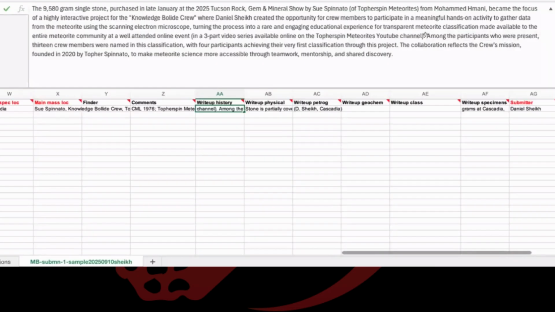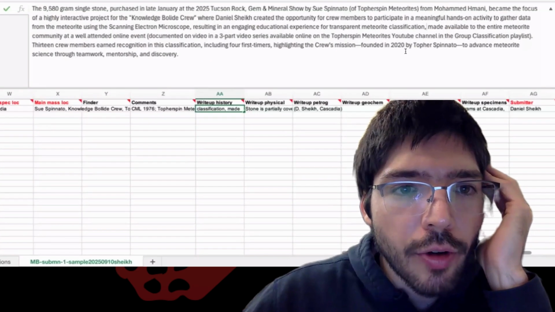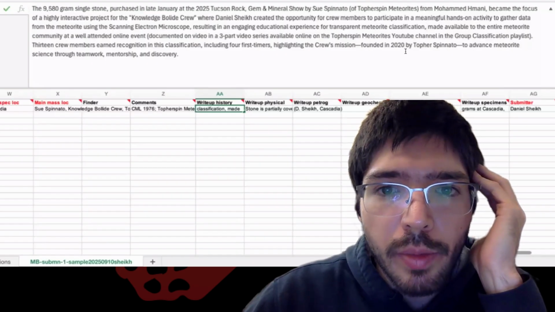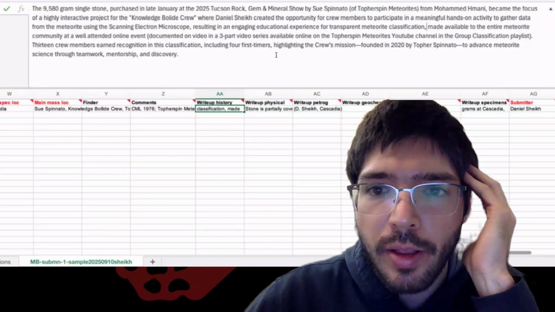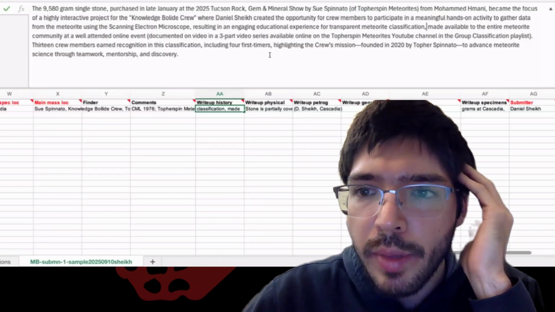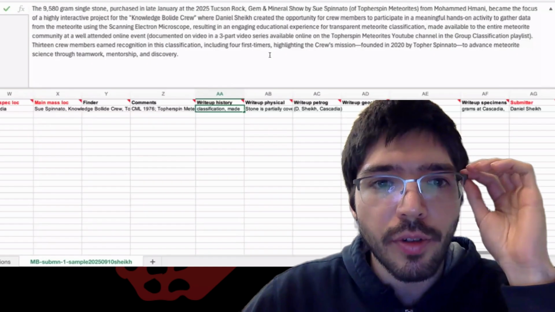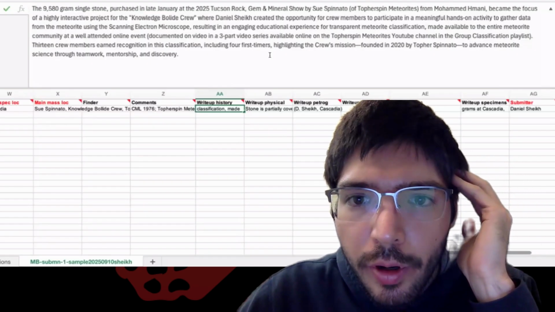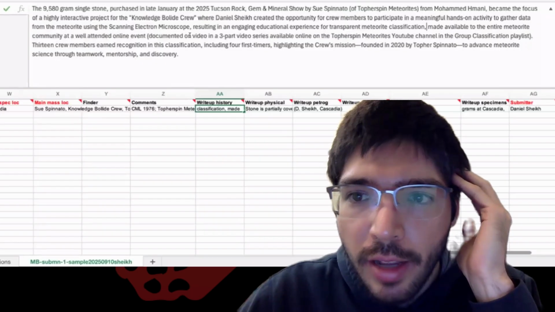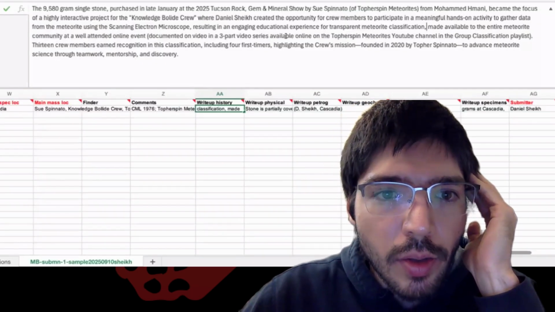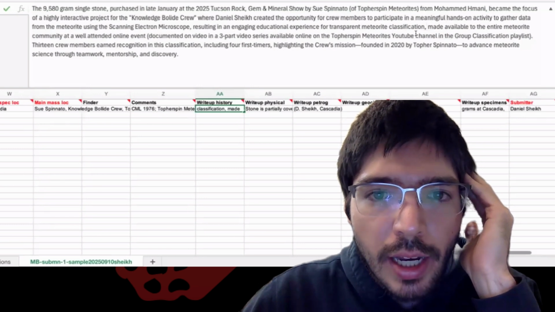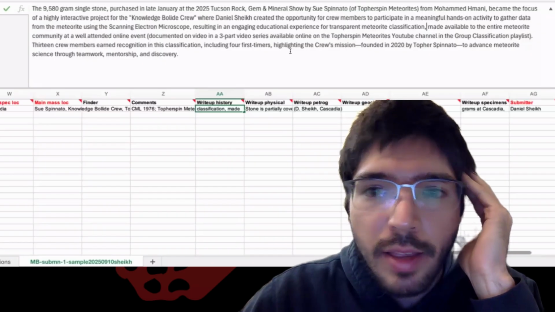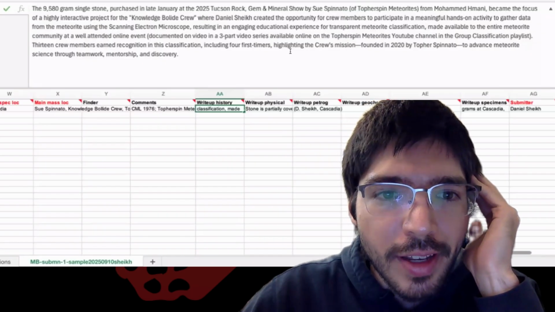The 9,500 800-gram single stone purchased in late January at the 2025 Tucson Rock, Gem, and Mineral Show by Sue Spinato of Topher Spin Meteorites from Muhammad Hamani became the focus of a highly interactive project for the Knowledge Bolide crew, where Daniel Sheikh created the opportunity for crew members to participate in a meaningful hands-on activity to gather data from the meteorite using the scanning electron microscope, resulting in an engaging educational experience for transparent meteorite classification made available to the entire meteorite community at a well-attended online event.